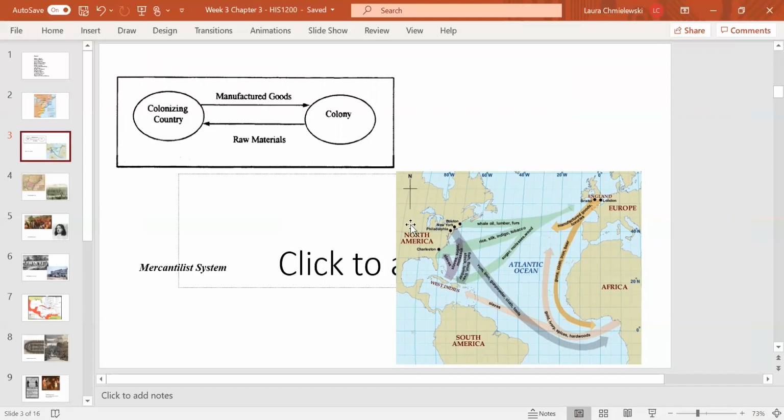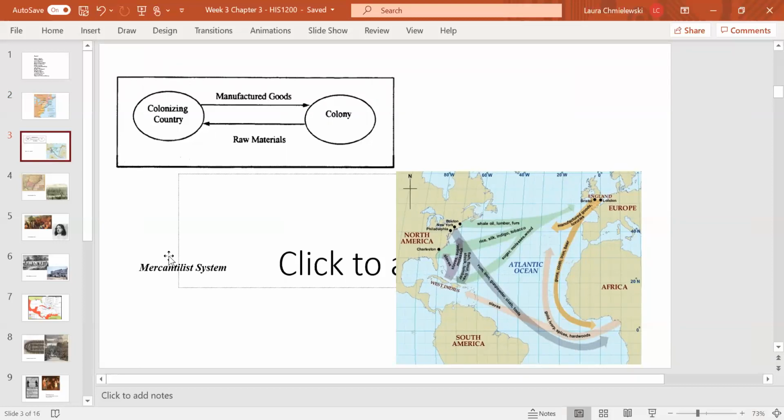That is not quite the picture, as we can see here from this little illustration of trade networks. Trade networks went all over the place in all directions. And I'll illuminate that a little bit further in just a minute. But for now, I want to talk about the basic idea of what mercantilism is.